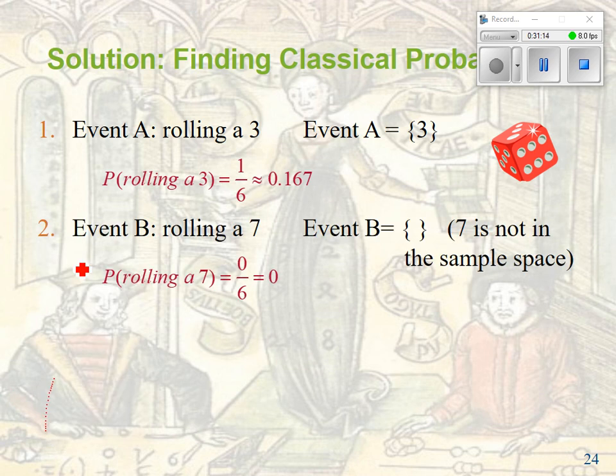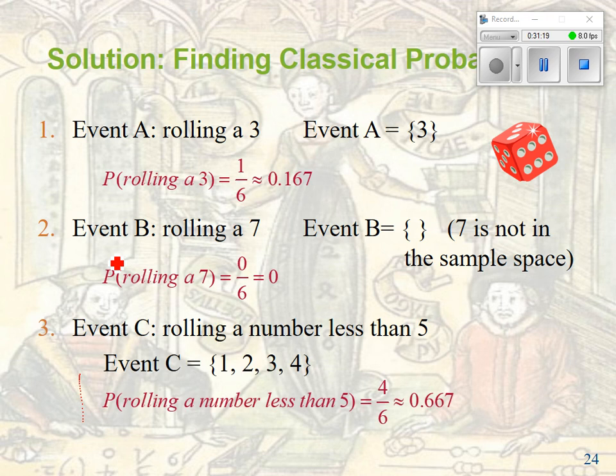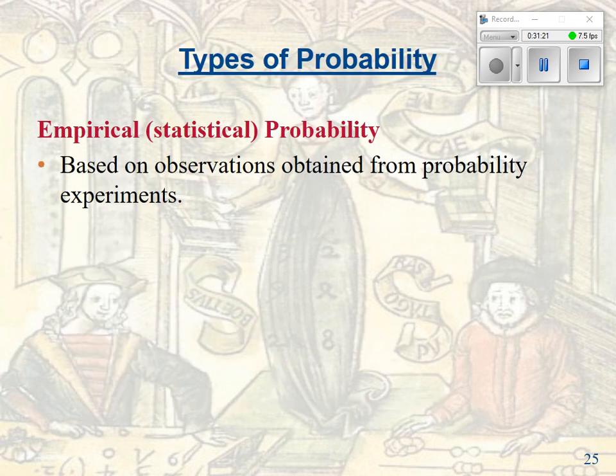Notice here, changed it to a decimal. Empirical probability.